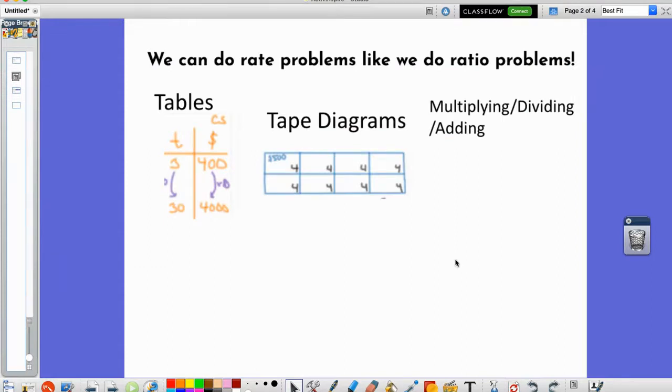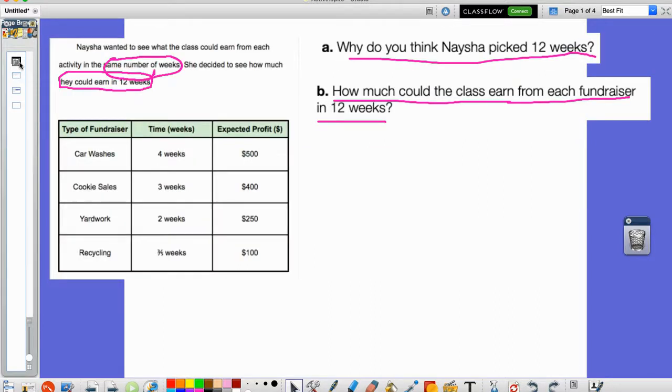Just a friendly reminder that since we're doing rate problems, we can do rate problems in different ways, and we can do it just like ratio problems. So we could use tables or tape diagrams, or we can just simply use multiplication, division, or addition. For this problem, I'm just going to decide to use tables because I love organizing information in tables. But whatever way is comfortable for you, use it, as long as you're doing the correct work here.